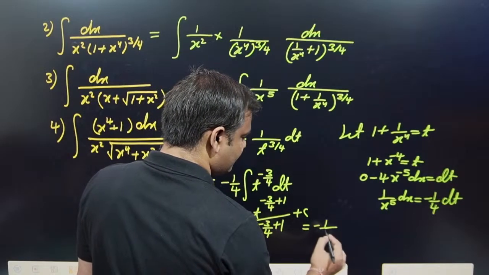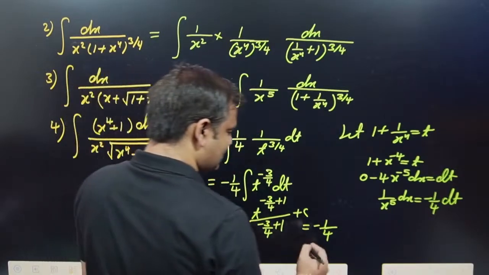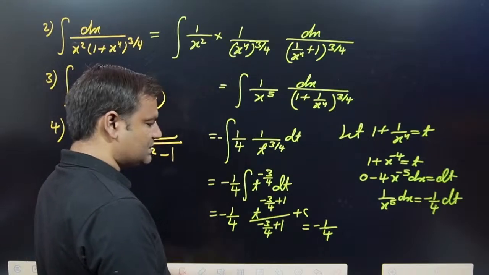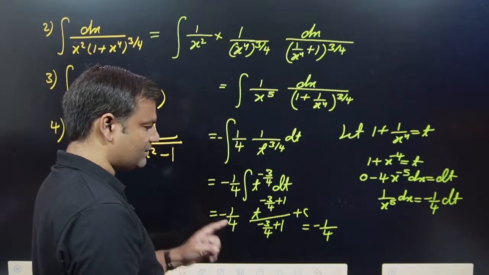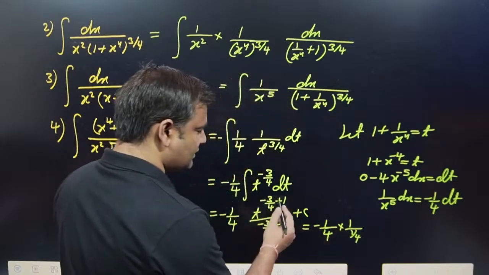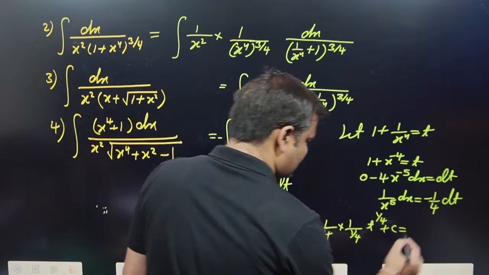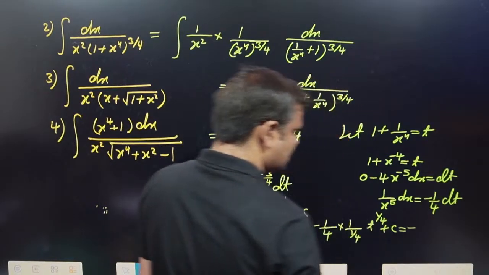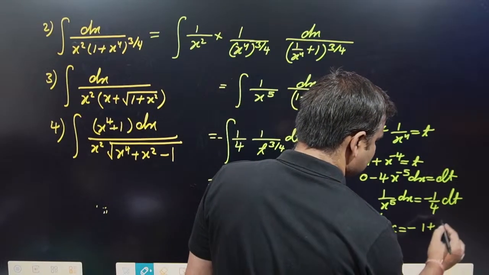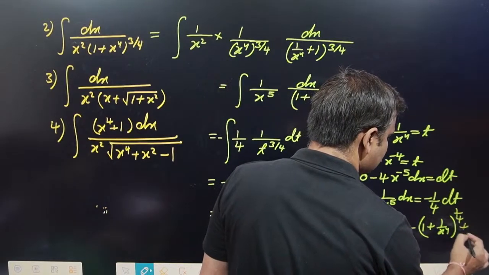So what about that value? Minus 1 by 4 into, what about 1 by 4? Minus 3 plus 4, how much is this? Plus 1, so plus 1 upon 4. So 4 and 4 cancel. Basically 1 upon 1 by 4 into t to the power 1 by 4 plus c. So finally we get minus t to the power 1 by 4. So t is basically how much? (1 plus 1 by x to the power 4) to the whole power 1 by 4 plus c is the right answer.